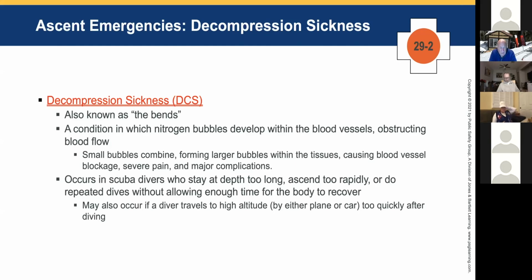One of the things they do, you come up a ways, you'll have decompression stops to let the bubbles go out. If you don't do it right, small bubbles combine, forming larger bubbles that cause blood vessel blockage, severe pain, and major complications. This occurs in scuba divers who stay at depth too long, ascend too rapidly, or do repeated dives without allowing enough time for the body to recover. Another thing, they tell you after you dive, there's a period of time where you can't fly. They don't want you going up into a higher altitude than sea level.